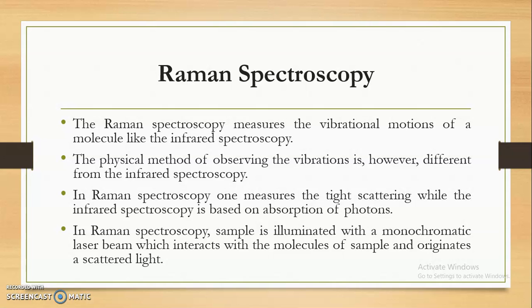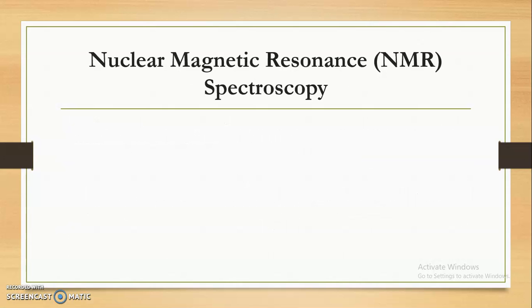Scattering means what? Suppose different solid particles are present in a solution, and if we pass light through that sample, whatever light falls on the surface of those solid particles will not be transmitted. It will be deflected, and this is nothing but the scattering effect. So Raman spectroscopy is based upon measuring the scattering effect, while infrared spectroscopy is based upon the absorption of photons. In Raman spectroscopy, the sample is illuminated with a monochromatic laser beam, which interacts with the molecules of the sample and originates scattered light.